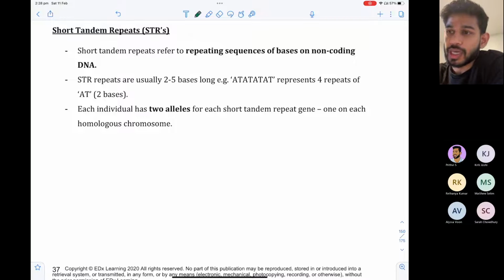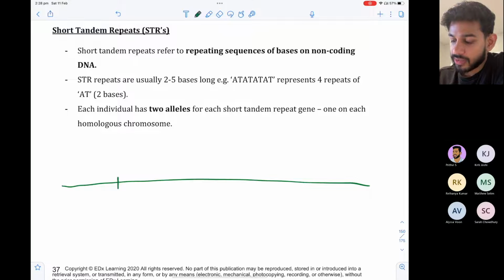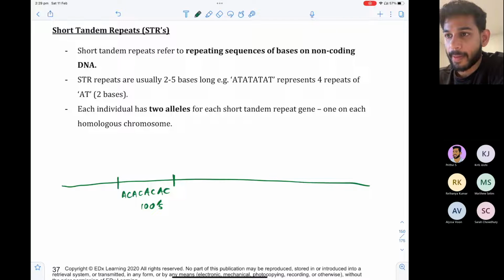Okay. Short tandem repeats are another type of genetic marker. They're like SNPs. Now, this is a difference. Short tandem repeats, you can think of them as short random repeats. So they're random repeating sequences of DNA. If I get your entire DNA, there will be sequences that just repeat as AC, AC, AC, AC hundreds of times. And that's just because of chance.